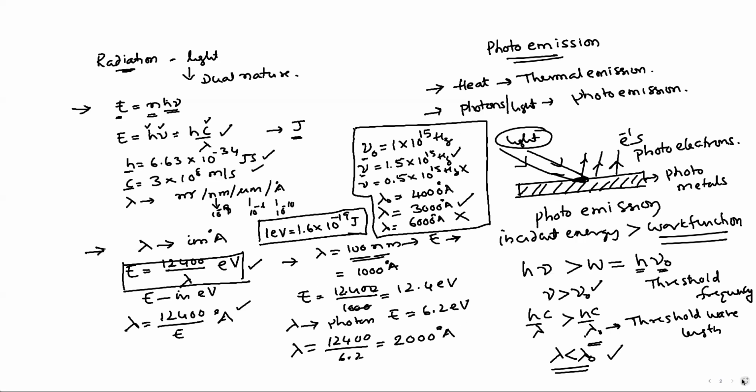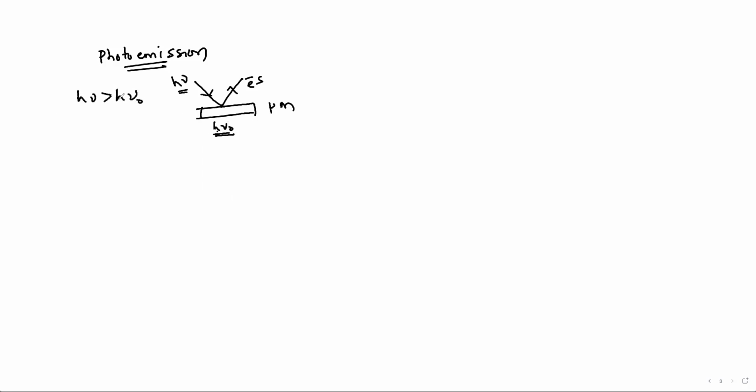And the next thing, the experiment related to photo emission is very important. First of all, let us consider what is photo emission. Suppose I take a photometal. When light is incident on this metal, the electrons will be emitted. The condition is that the incident energy should be greater compared to the work function. h nu greater compared to h nu naught.